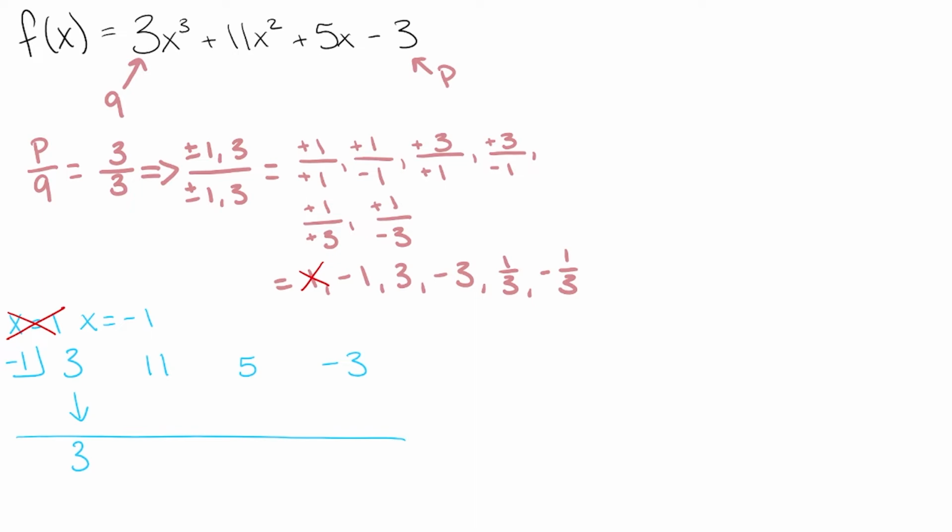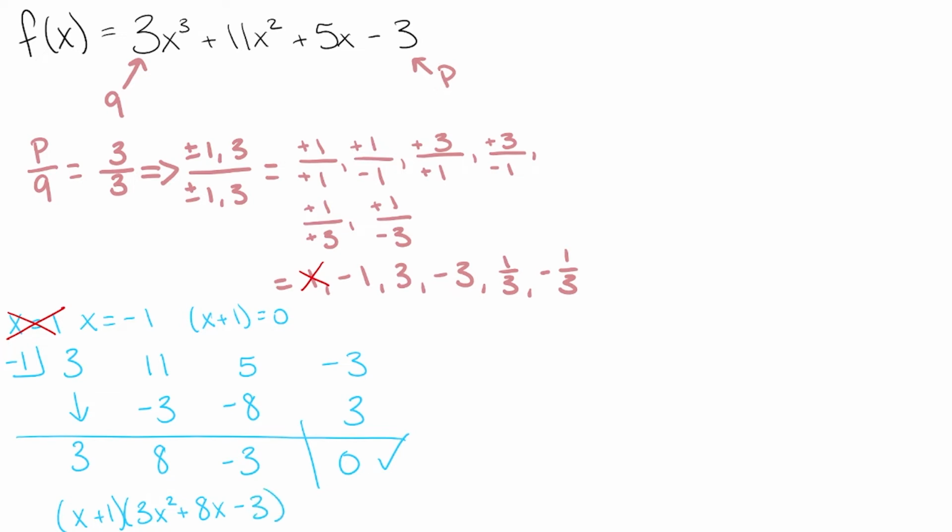Bring down our 3. Negative 1 times 3 is negative 3. 11 plus negative 3 is 8. Negative 1 times 8 is negative 8. 5 plus negative 8 is negative 3. Negative 1 times negative 3 is positive 3. Negative 3 plus 3 is 0, and that's exactly what we're looking for. So we know one of our zeros for this function is x plus 1 equals 0. And we can rewrite this function as x plus 1 times 3x squared plus 8x minus 3.